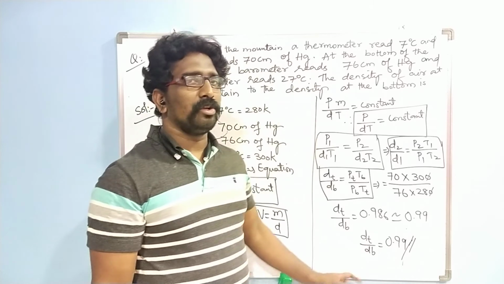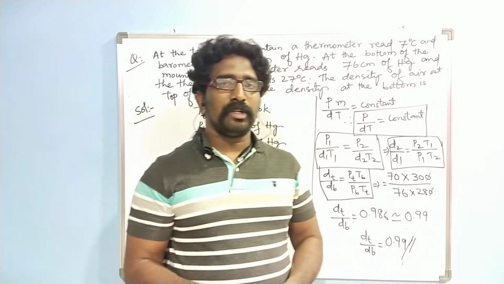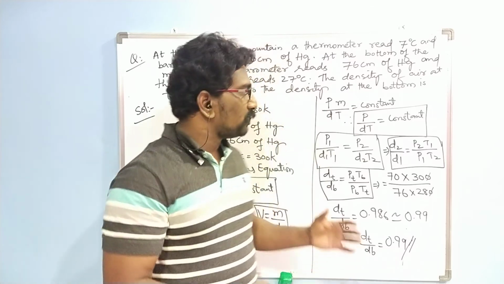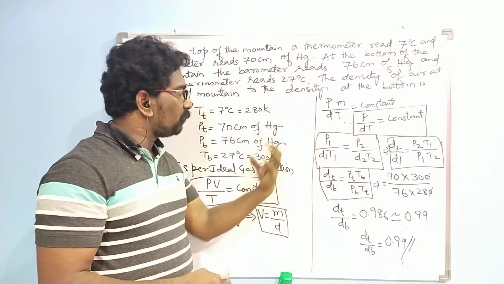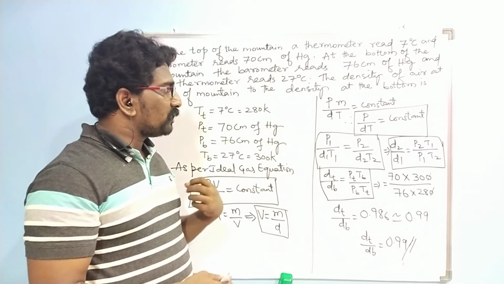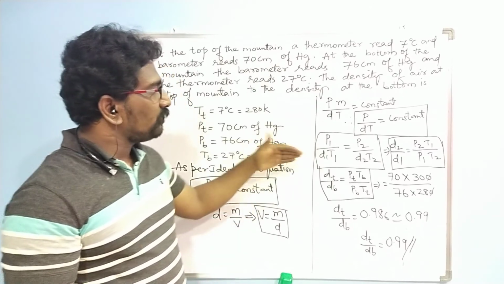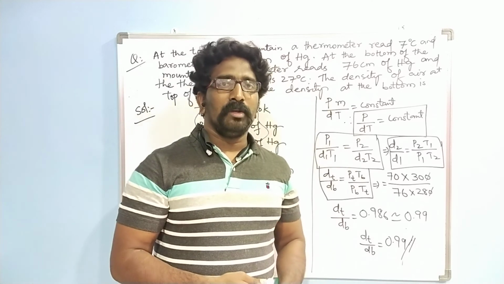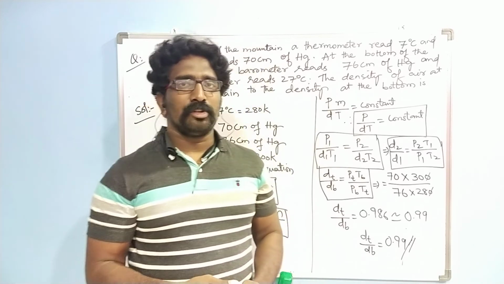So this is your solution. Hope you have understood, students, how to solve this particular numerical. This is the way we find the volume and then put that volume in the ideal gas equation. Once you put the volume in the ideal gas equation, find the densities with respect to top and bottom, and you are going to get the answer.